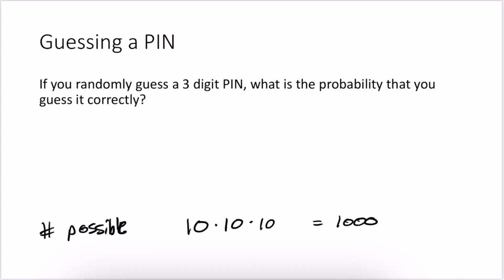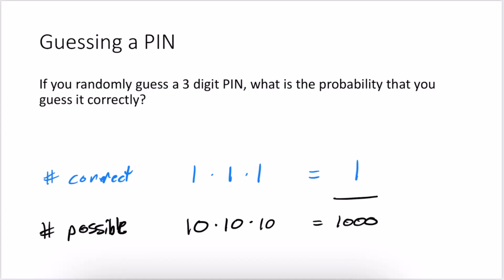Then I would want to figure out the number of correct 3-digit PINs. Well, whatever the PIN is, the first digit has to be whatever the first digit is in the PIN. So there's only one option for the correct first digit. Then there's only one option for the correct second digit, as well as the third digit. And so basically there's only one correct PIN, which is kind of self-explanatory.